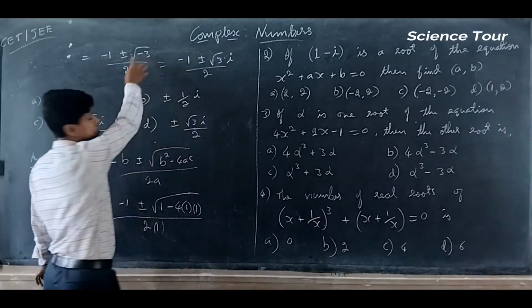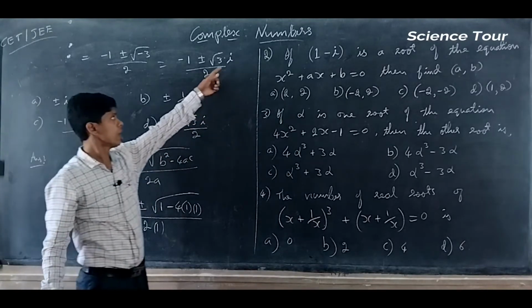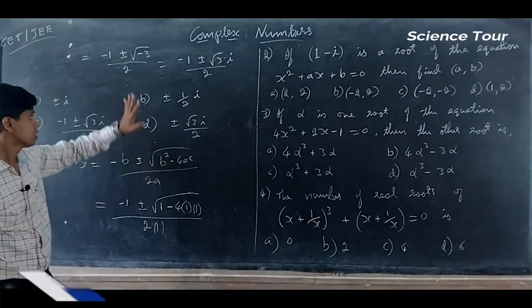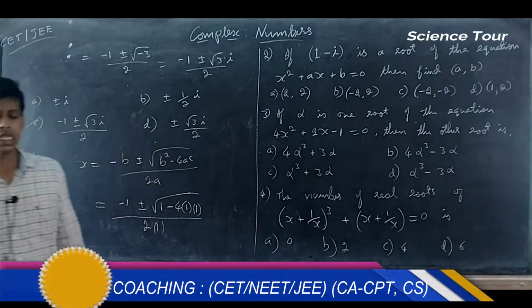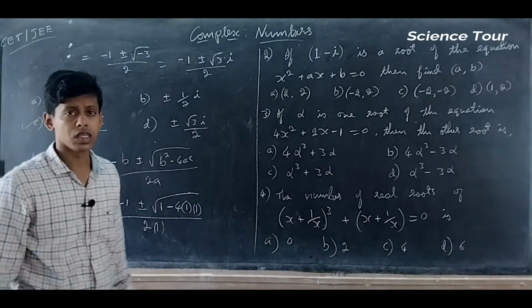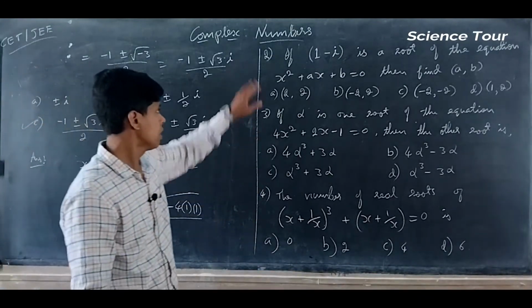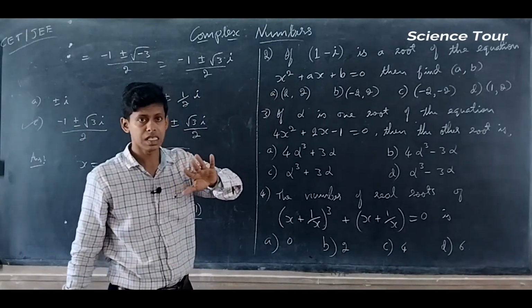You know how to express this negative quantity inside the root in terms of i, correct? Okay, so that's it. So that tells us option C is the right choice. Therefore option C is the answer for the first question of quadratic equations. Let's quickly jump to second problem. Are you guys ready? Yes.